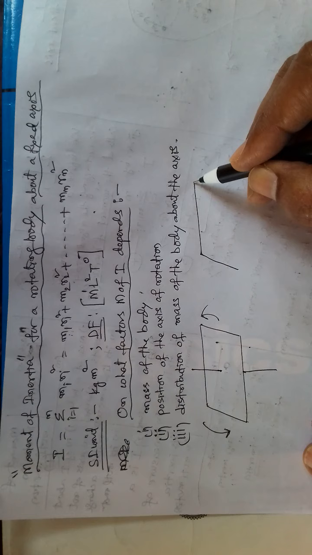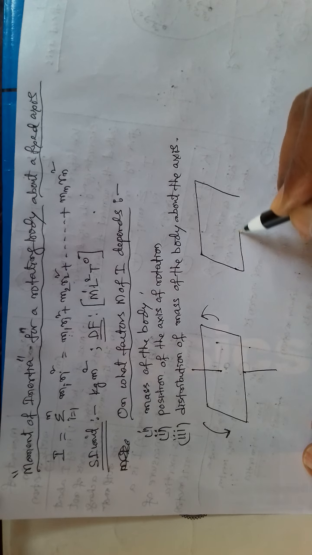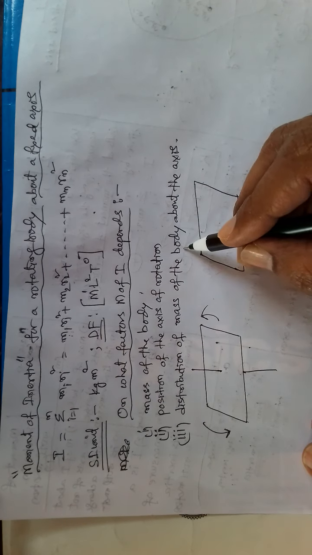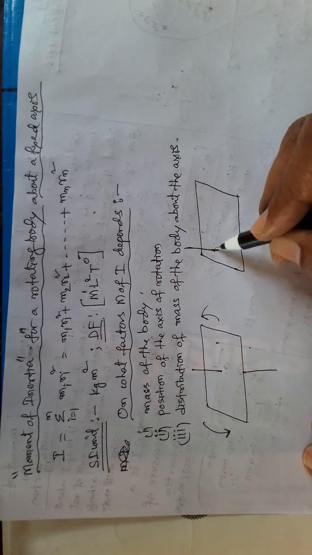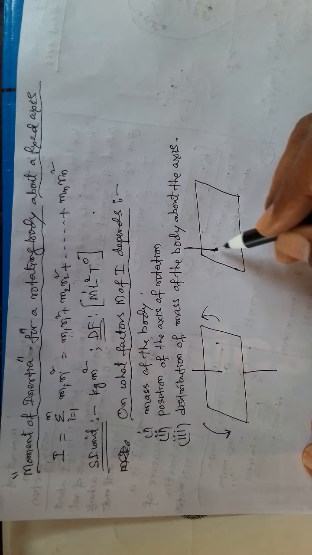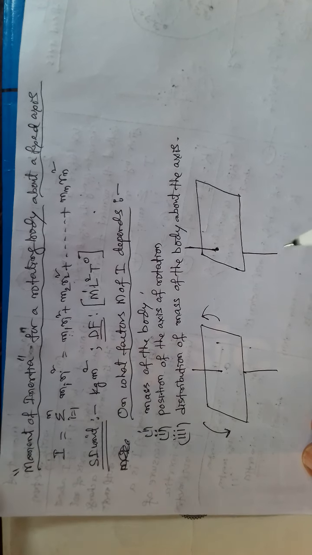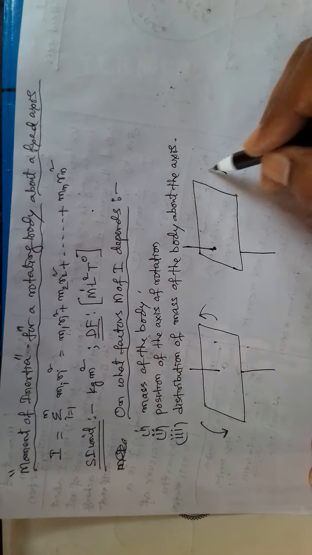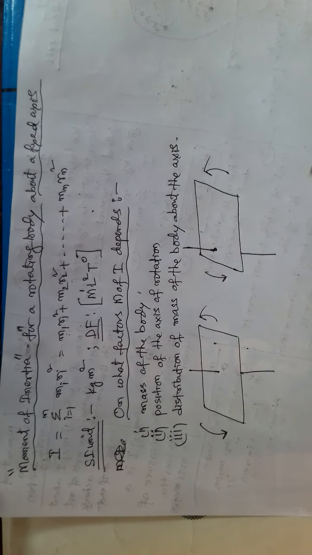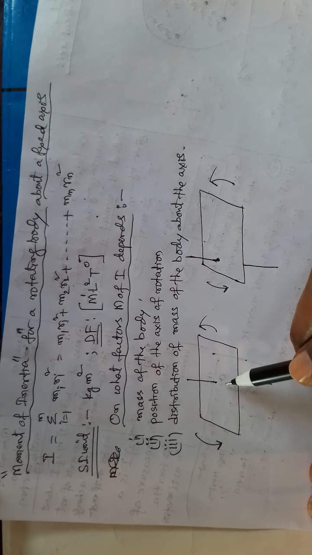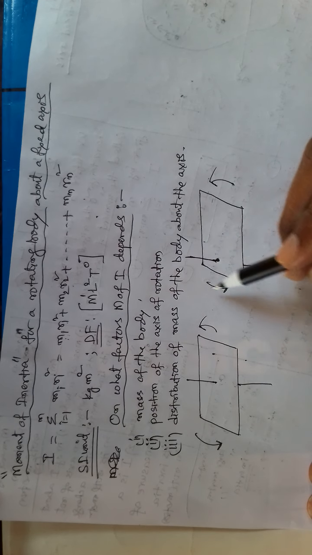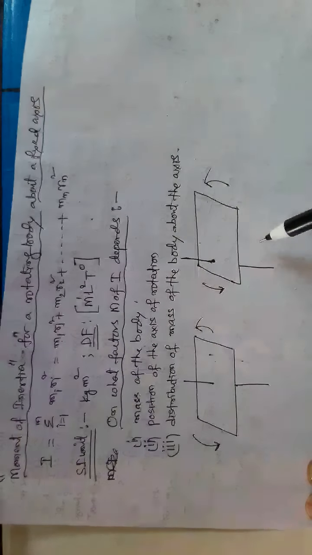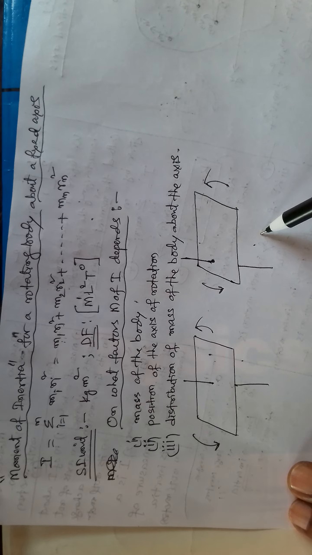Afterwards, the same rectangular lamina, but the second time you take a spike and you make a hole at this point. Now you rotate around the spike. Compared to this, here it will rotate only for a small interval of time and comes to rest. It will fall down.